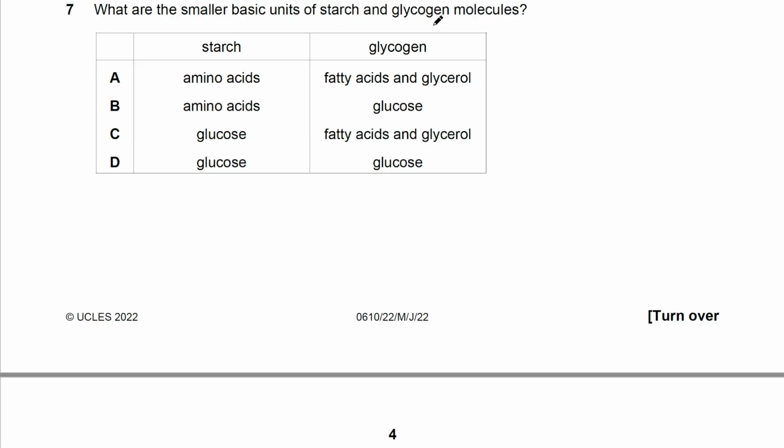Okay, so the monomer for both, the monosaccharide, is glucose. Let's check. A, amino acid, this is not a protein, this is lipids. Also B, protein, okay, sugar, but one is wrong. C, this is a glucose, that's right, and this is no. So the right answer is what? D, both of them, the monosaccharide is glucose. So question number 7, its answer is D.